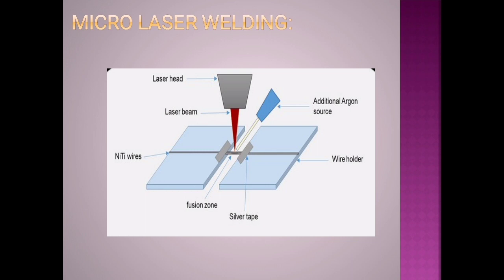Nd:YAG, CO2, Ruby and Nd glass are some of the lasers used in low power welding. Ruby and Nd glass have comparatively low rates of pulse repetition and hence with these lasers it is easier to do welding by overlapping the spots. However, it is a slow process. Nd:YAG and CO2 lasers can be used in the continuous wave and pulsed modes. Both pulsed and continuous wave lasers operate at several hundred watts of average power, which is suited for seam welding.